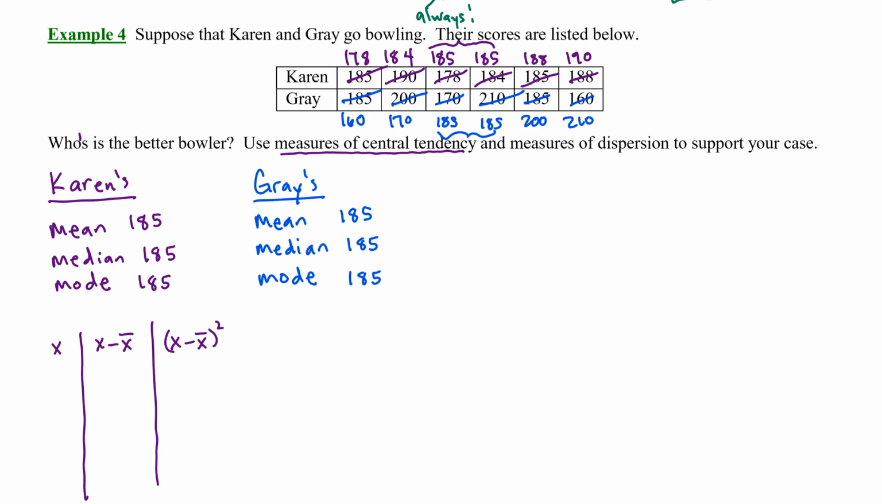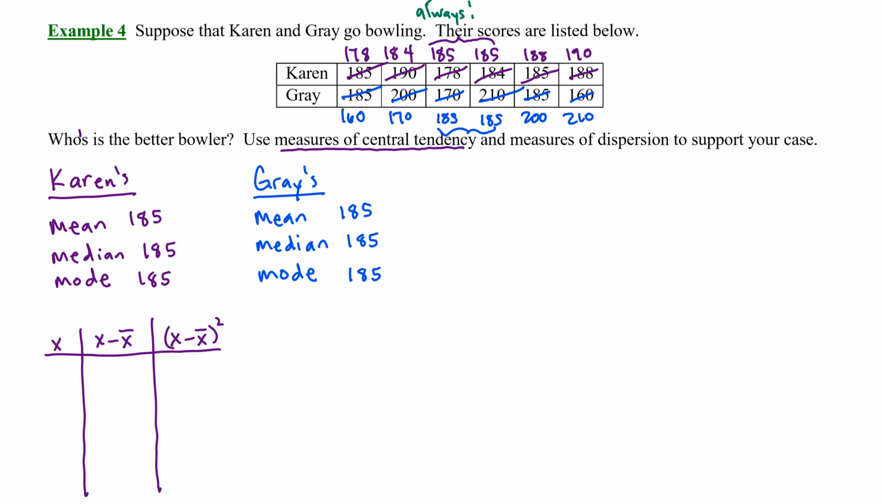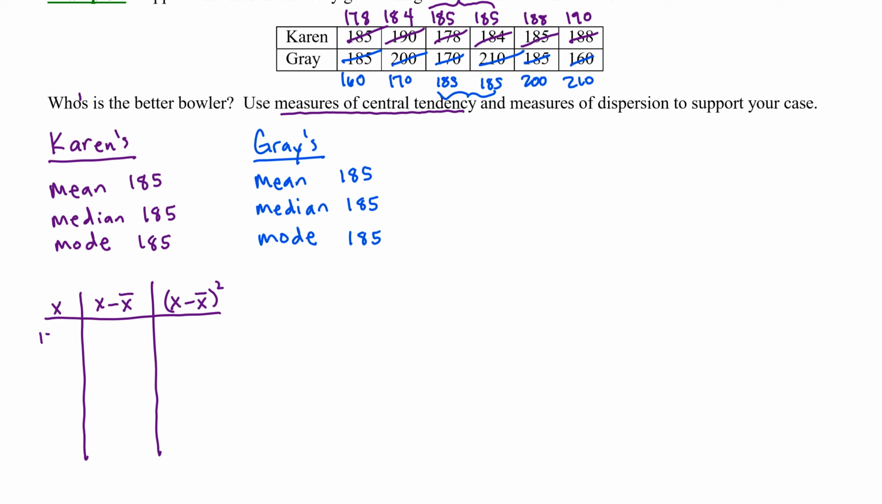Okay, so I'm going to do this vertically, and I'm simply rewriting her scores, smallest to largest, 178, 184, two 185s in the middle, 188 and 190. Now, remembering that her mean was 185, I'm going to take each data point and subtract the mean. So if we take 178 and subtract 185, we're going to get -7. 184 minus 185 gives us -1. 185 minus 185 is 0.